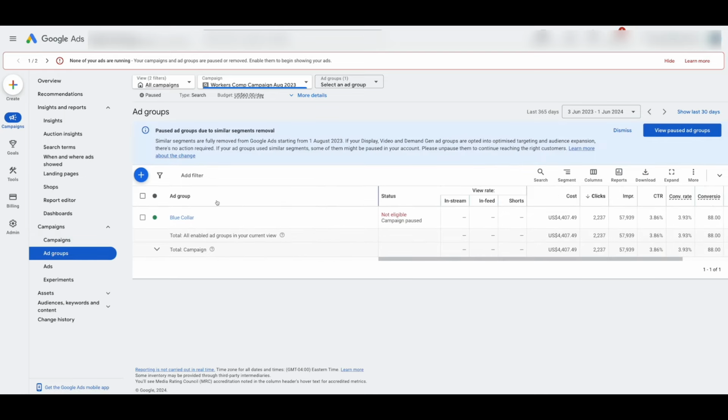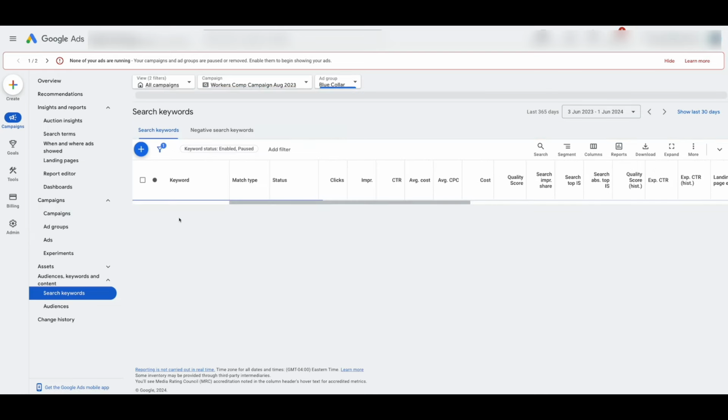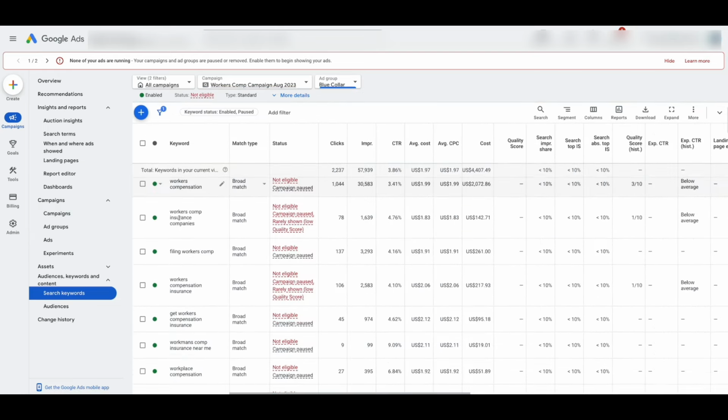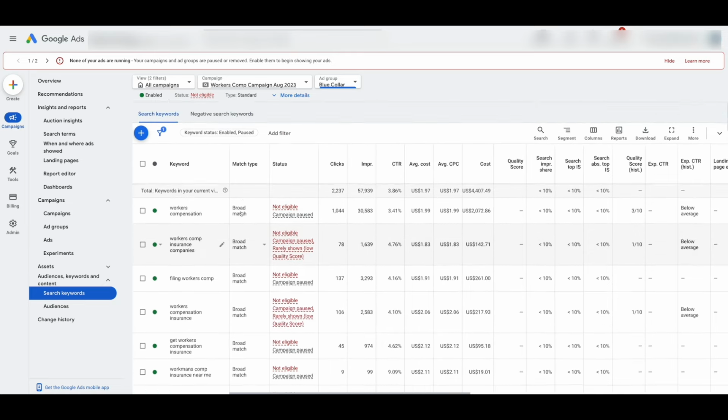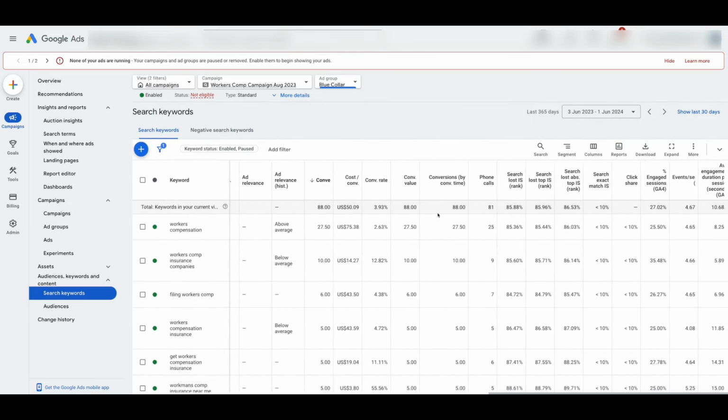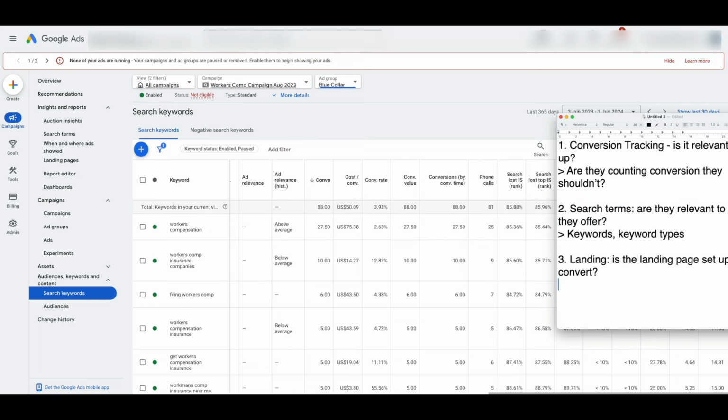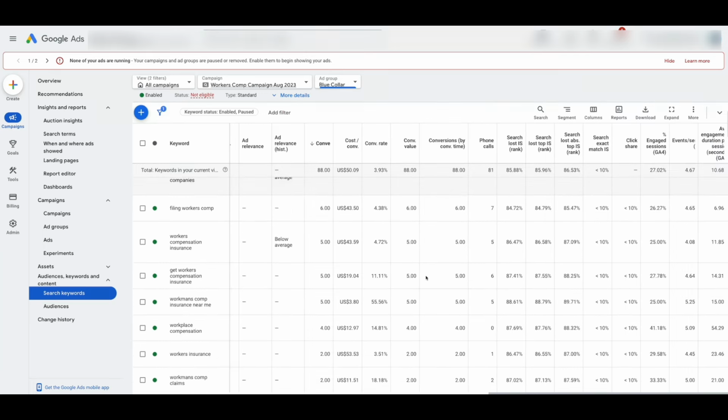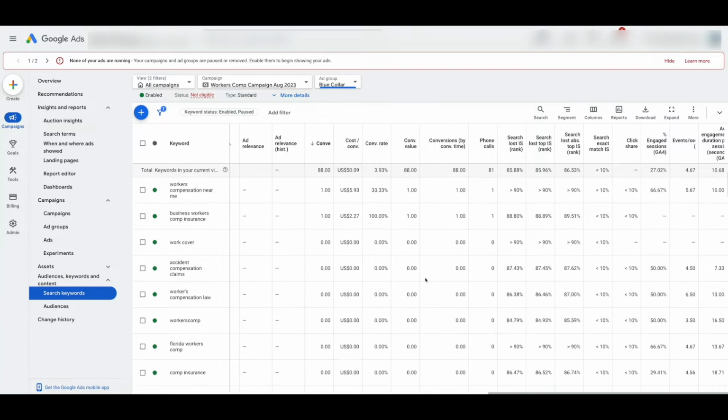And blue collar, all of these are in broad match, which is a huge issue. Impression share really low, so that also falls short. What percentage of time showing for main keywords? And then we keep moving down. Yeah, so this just looks absolutely horrible.